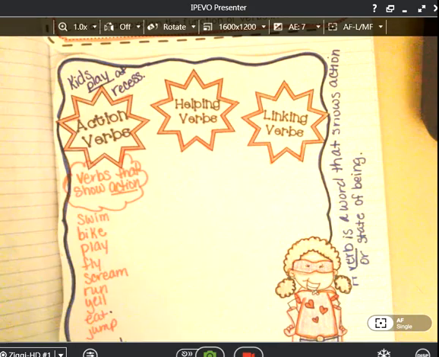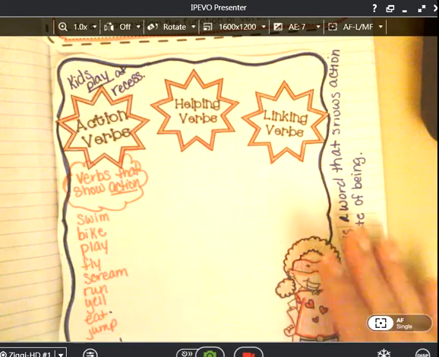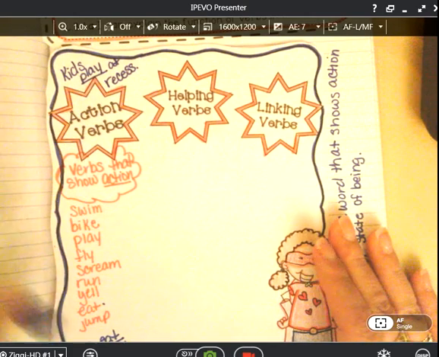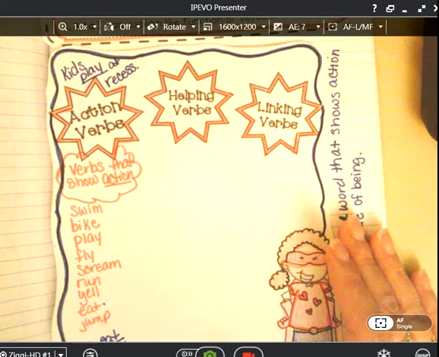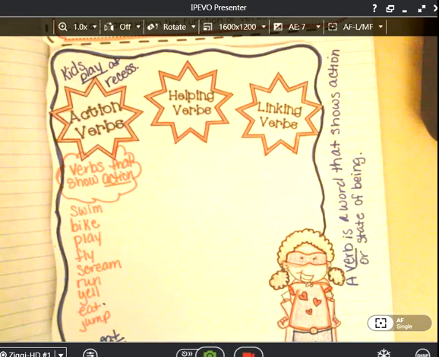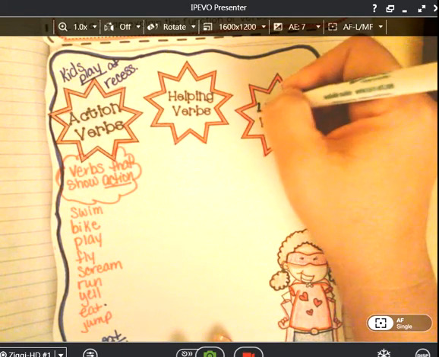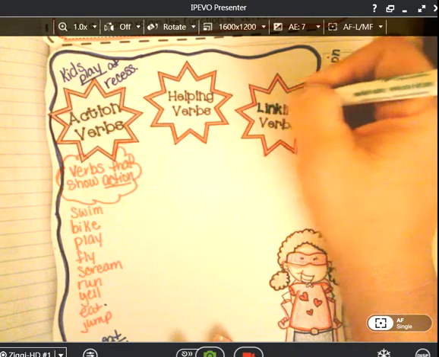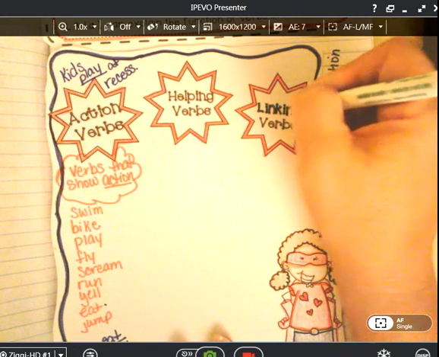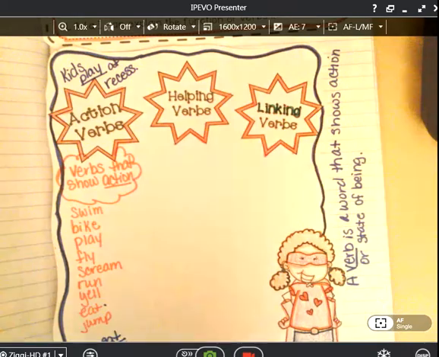They are showing action. It's something that we are doing. You can actually play, you can swim, you can bike, you can fly, you can scream. All of those things show action. Then the other verbs that we were talking about over here are our linking verbs. Okay? And our linking verbs are the verbs that will link a noun in a sentence to an adjective.